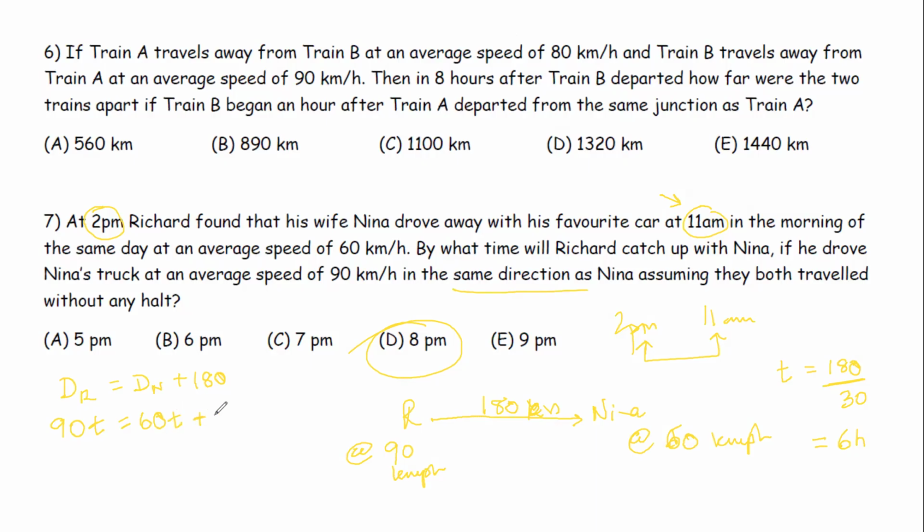So 6 hours is the answer, but we are finding it out using this equation, plus 180. And so it is 30t is equal to 180, and therefore t is equal to 180 by 30. So it is 6 hours, right?